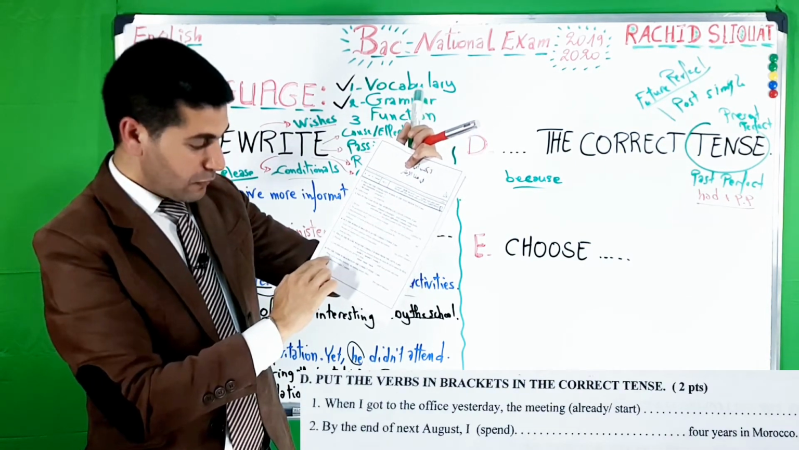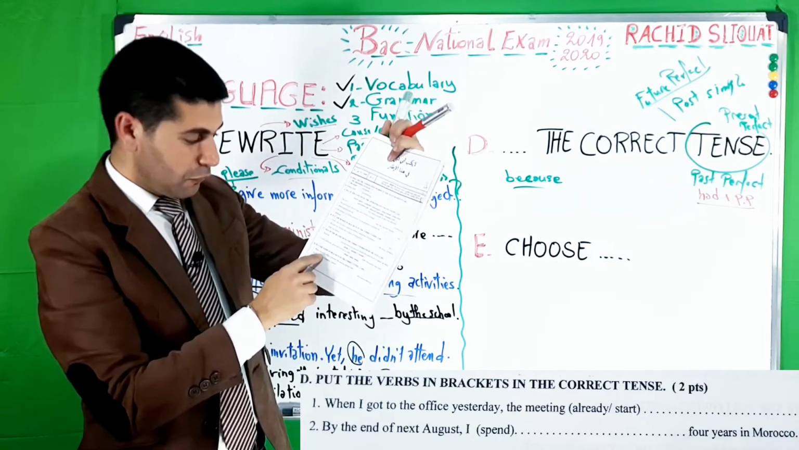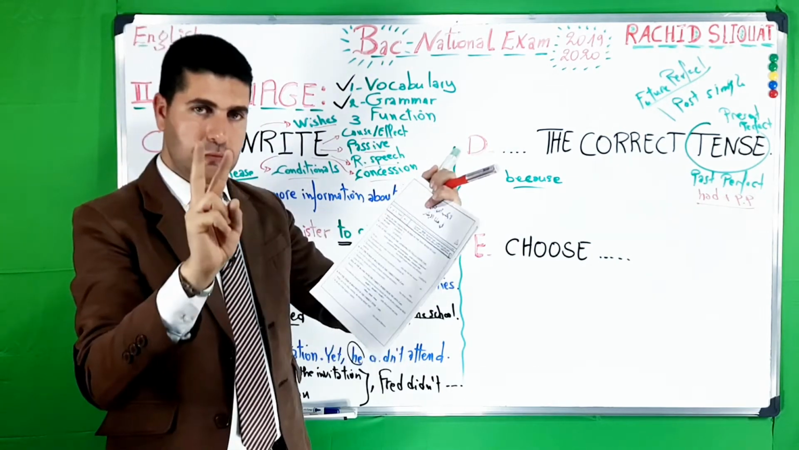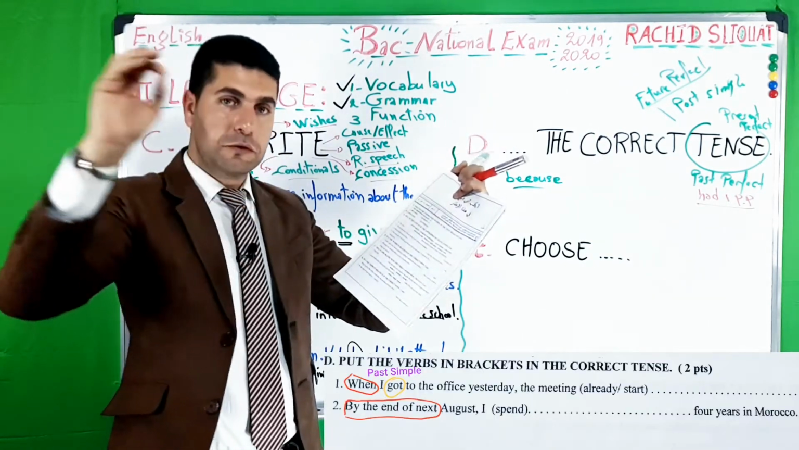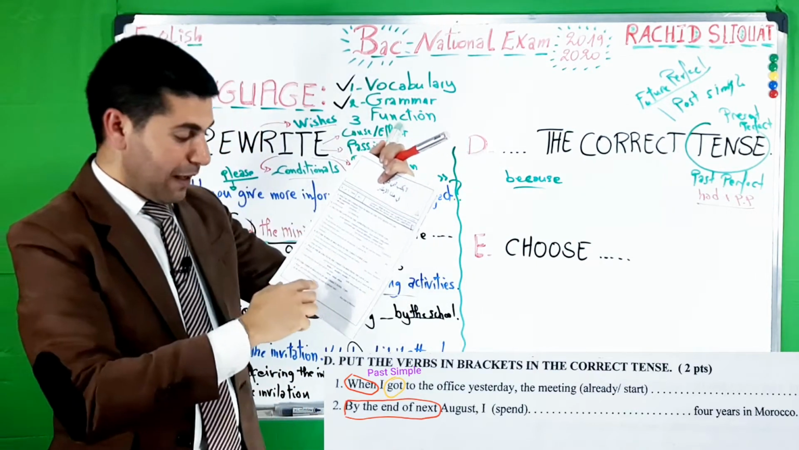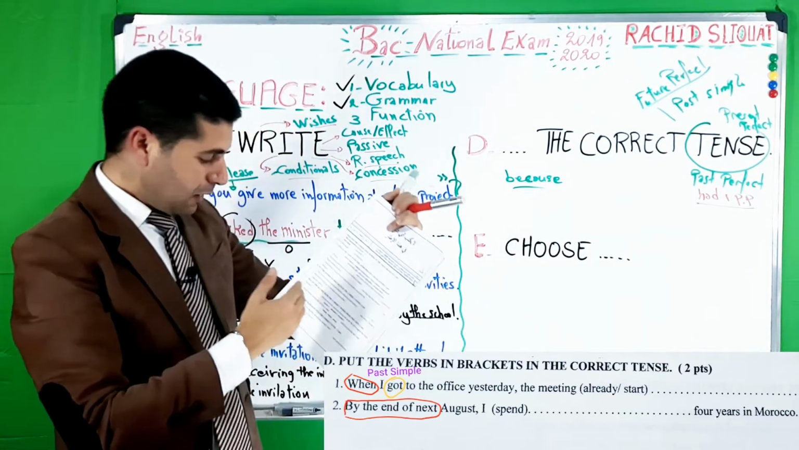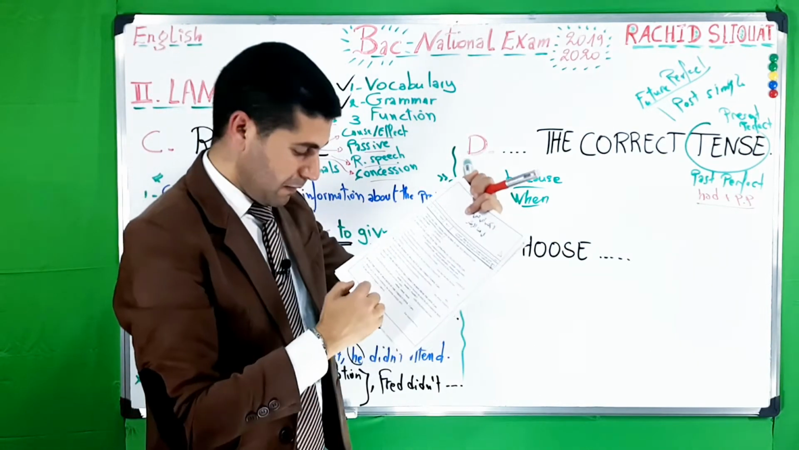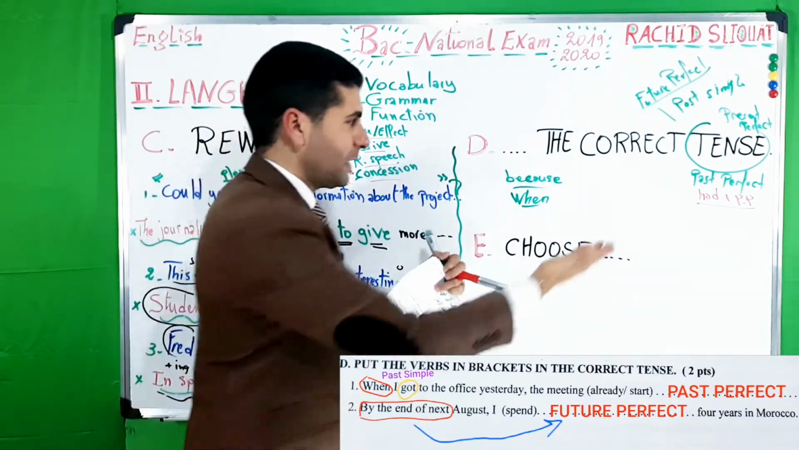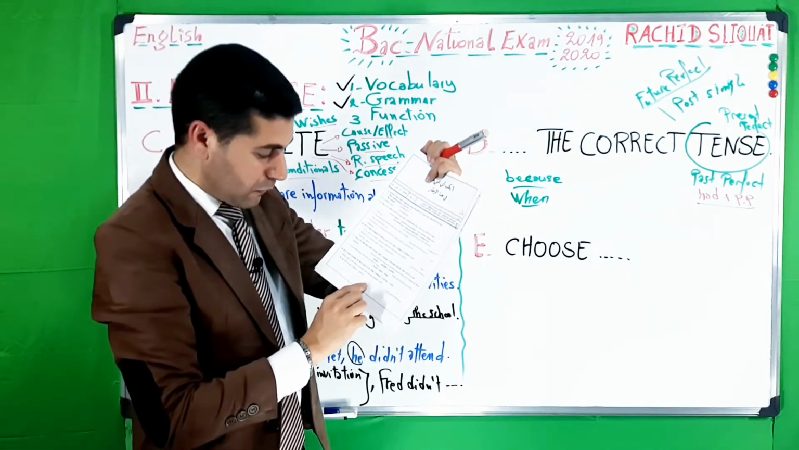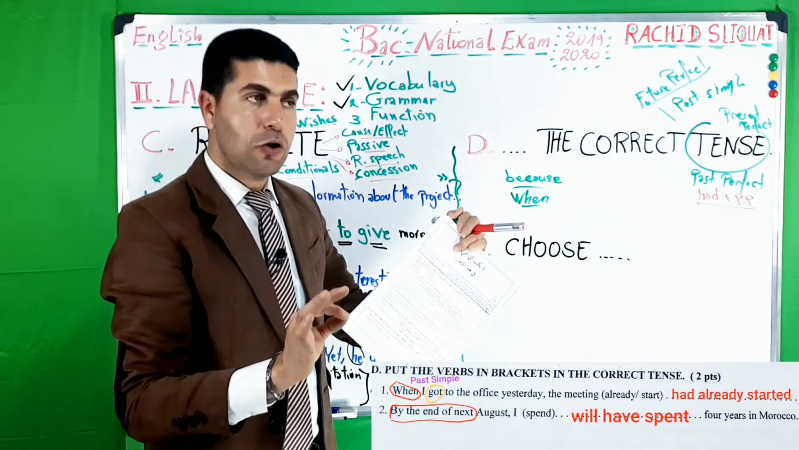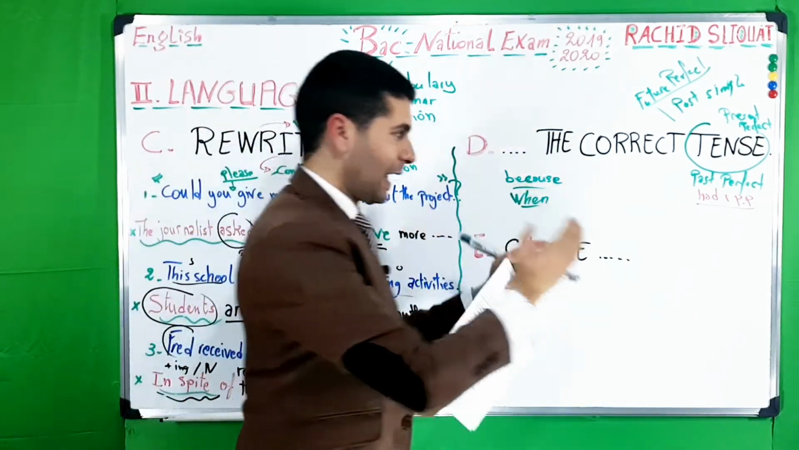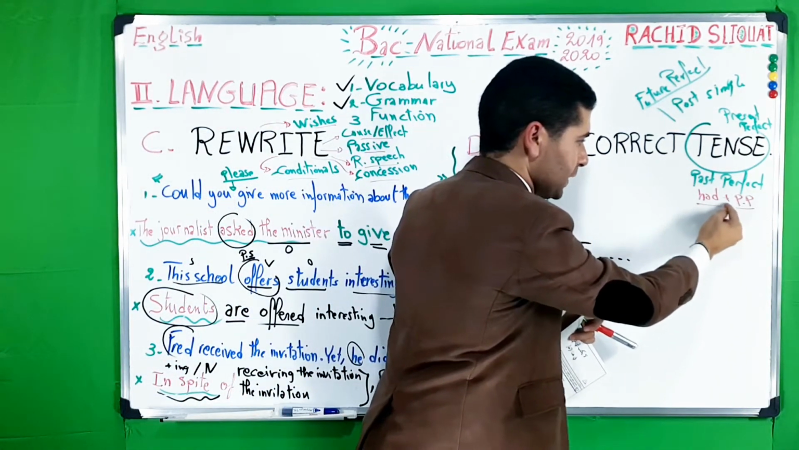So here we have: when I got to the office yesterday, the meeting already starts. Now here we have again two actions. We have I got to the office in past simple, and the meeting starts, and we have the keyword when. So we have two actions and when plus past simple, so the other action is very simply past perfect. So what are we going to say here? We are going to say the meeting had already started. And remember, already goes between had and the past participle.